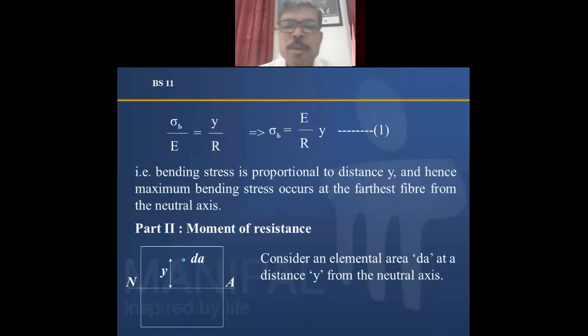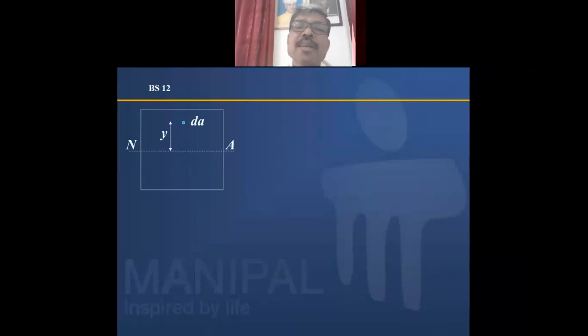So part 2 is the moment of resistance. Consider an elemental area dA. dA means not dahake, dA at a distance y from the neutral axis. I am considering only any element dA at a distance of y from the neutral axis. So dA is the element at a distance y. What is the force on this elemental area?